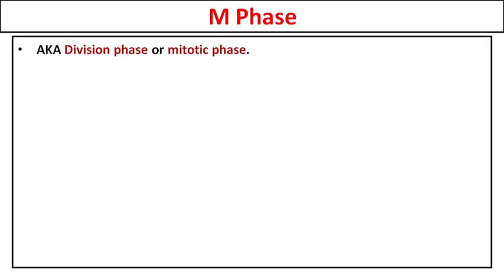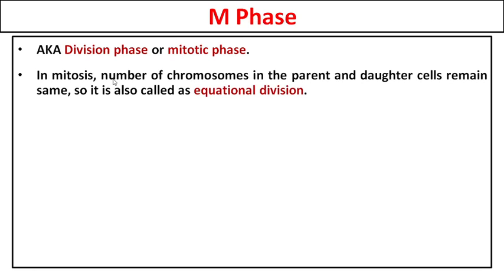So this was interphase: G1, S and G2. This phase is common between mitosis and meiosis. This is the common phase between all different types of cells. There will be mitosis or meiosis, it does not matter. M phase is also called division phase or mitotic phase. In mitosis, the number of chromosomes in the parent and the daughter remain the same. So it is called equational division.